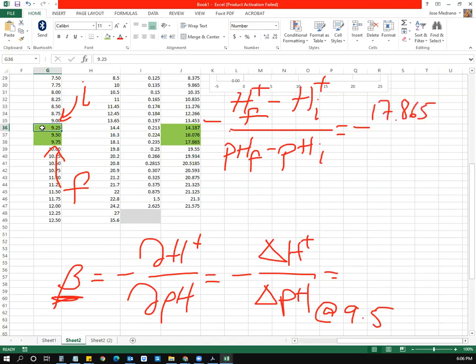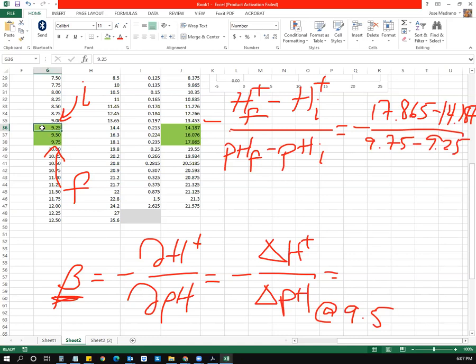17.865 minus 14.187. And then divided by the pH final, which is 9.75 minus 9.25. Now there's an issue with this. Those titrant values that I just copied from my data are not the titrant values for the acid, they're the titrant values for the base.